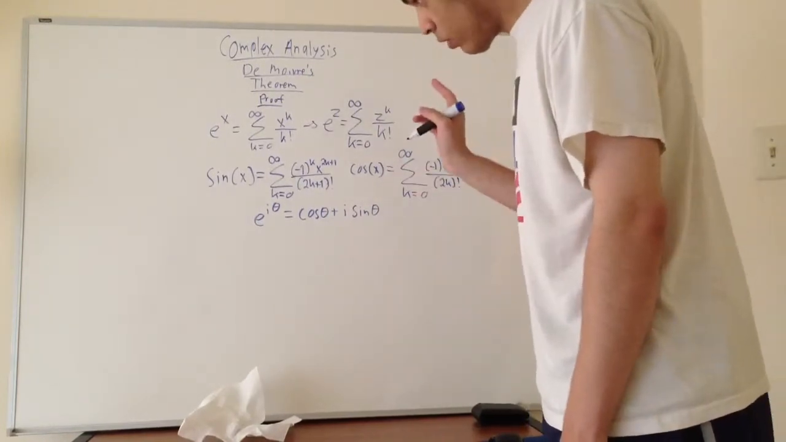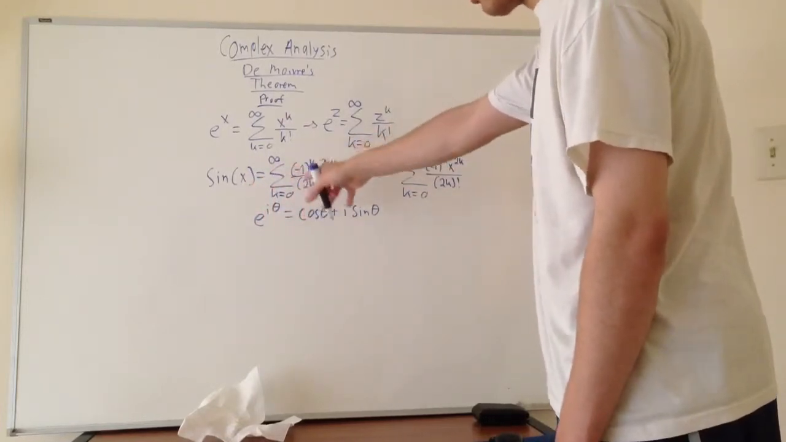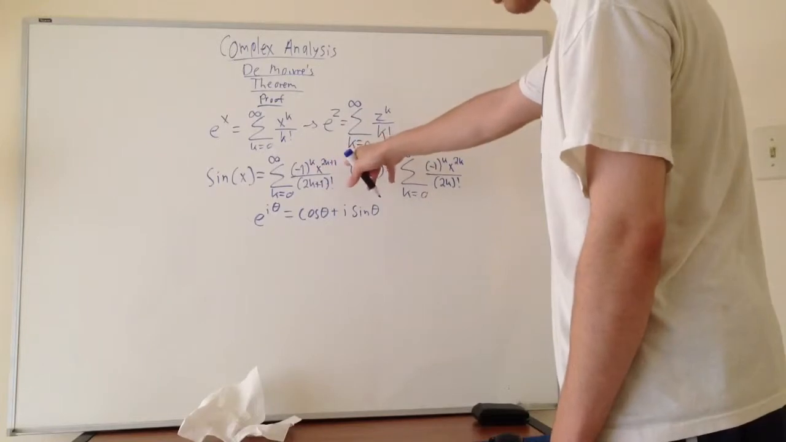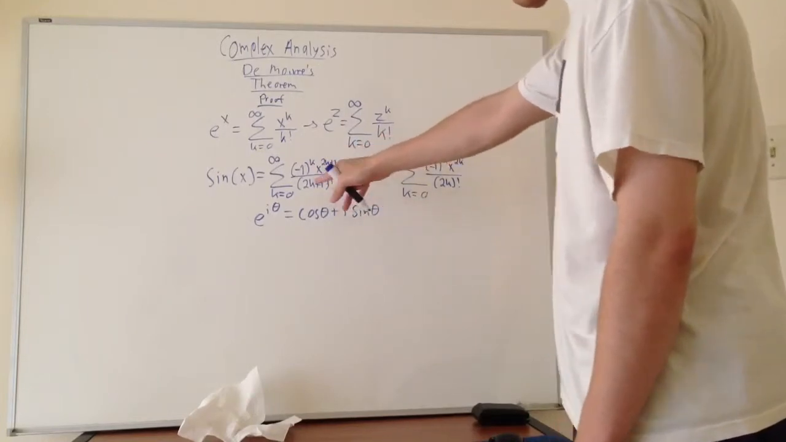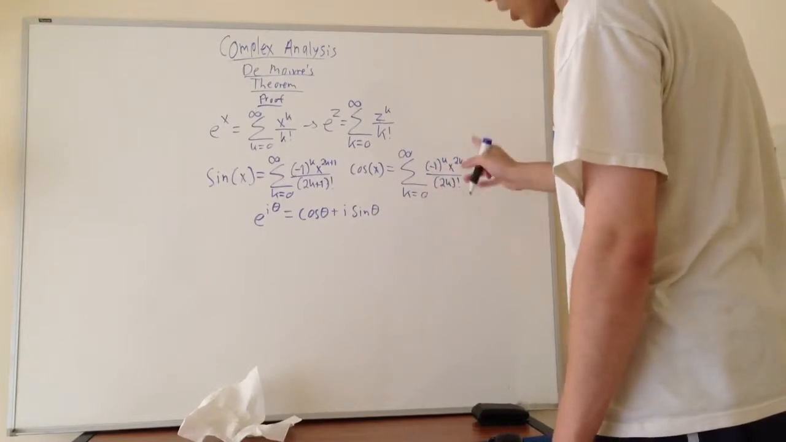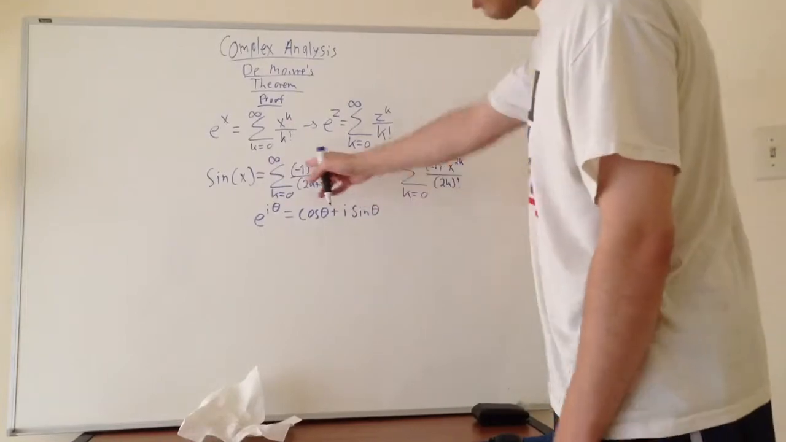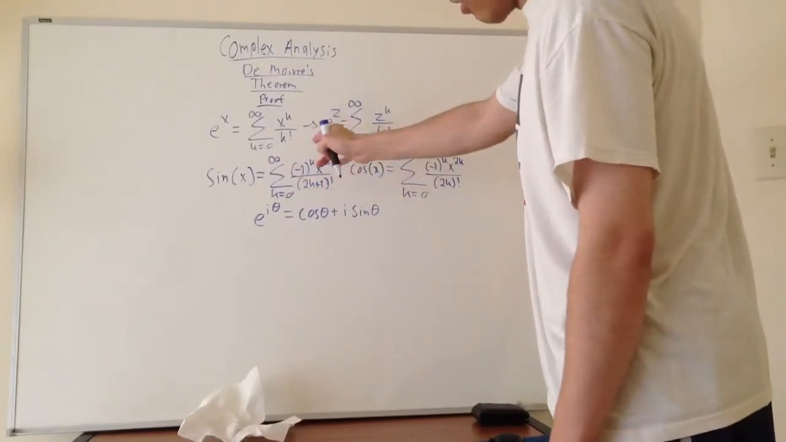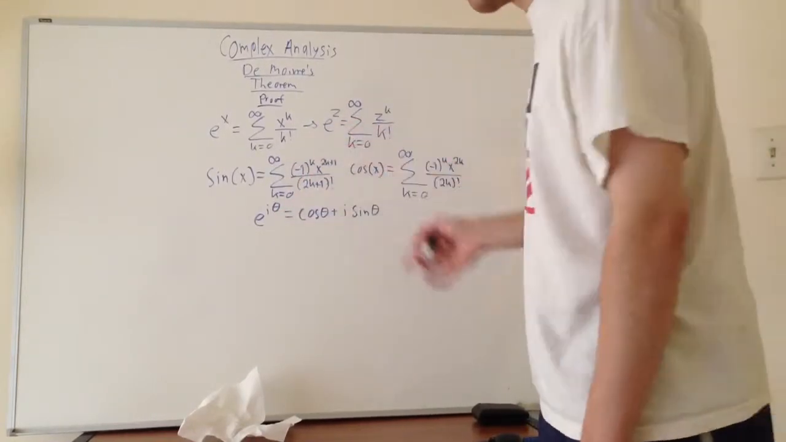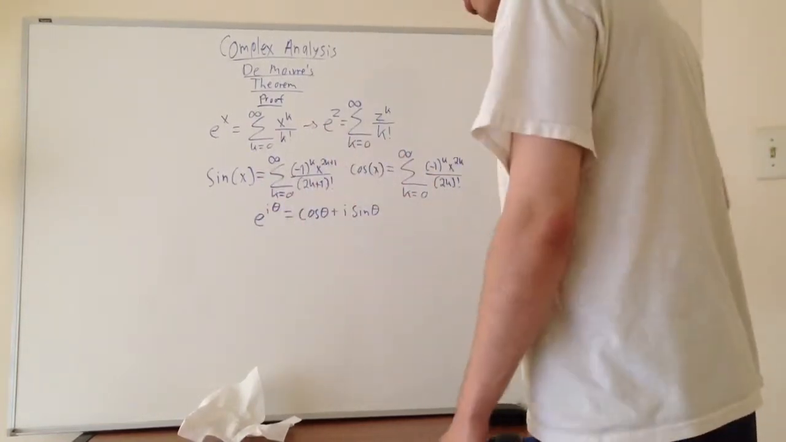And remember for sine of x, the power series is the sum as k goes from 0 to infinity of negative 1 to the k times x to the 2k plus 1 over 2k plus 1 factorial. And for cosine of x, it's the sum as k goes from 0 to infinity of negative 1 to the k times x to the 2k over 2k factorial. The negative 1 to the k is there because the signs alternate in the power series, so you have a minus and a plus for each term.